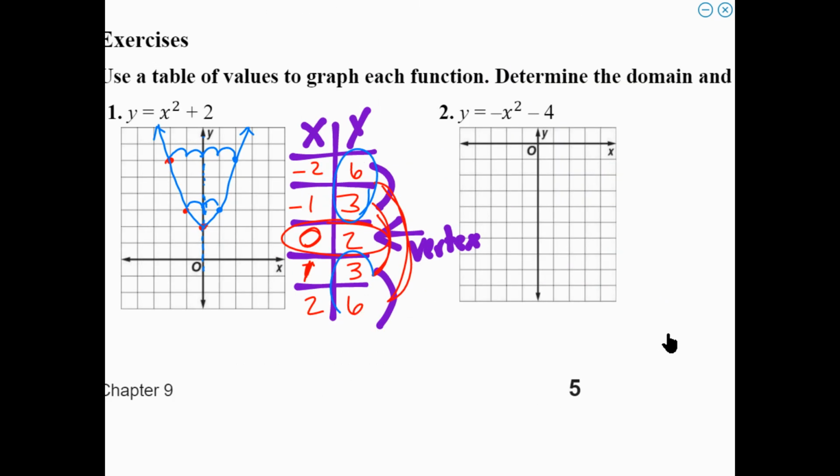So now, do this other one and do the same thing. Find the vertex to go in this middle spot here.